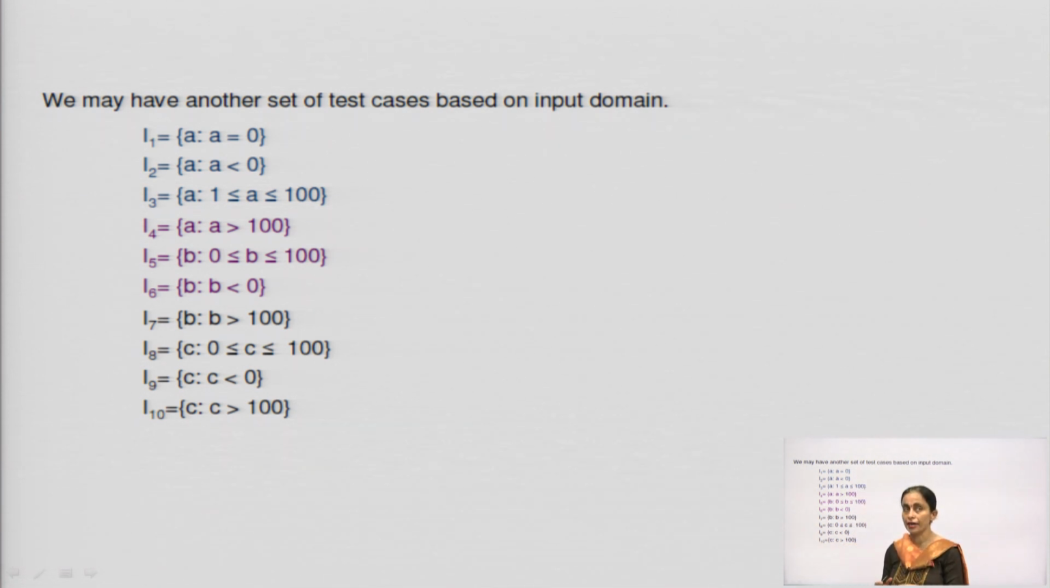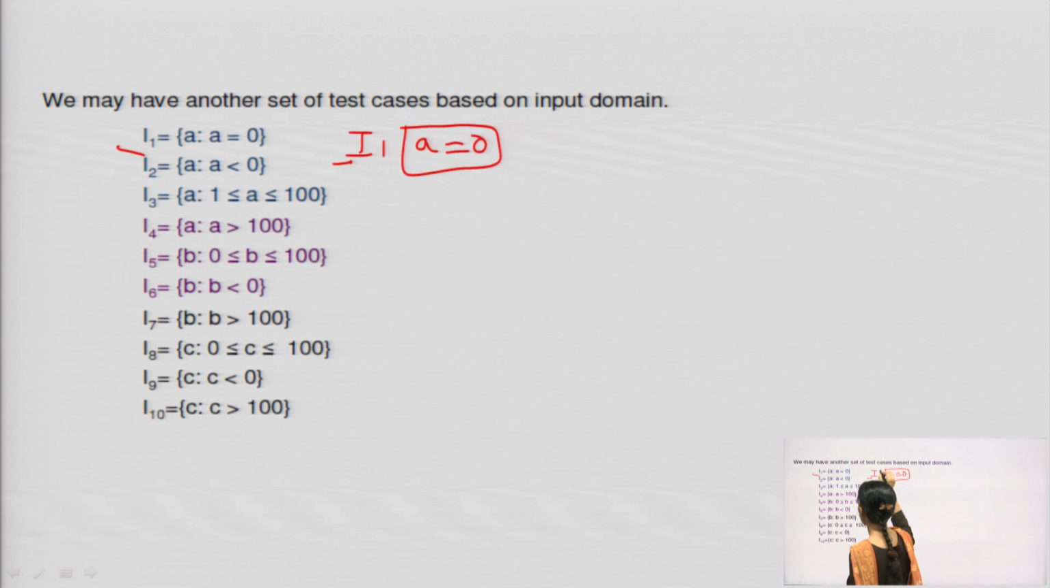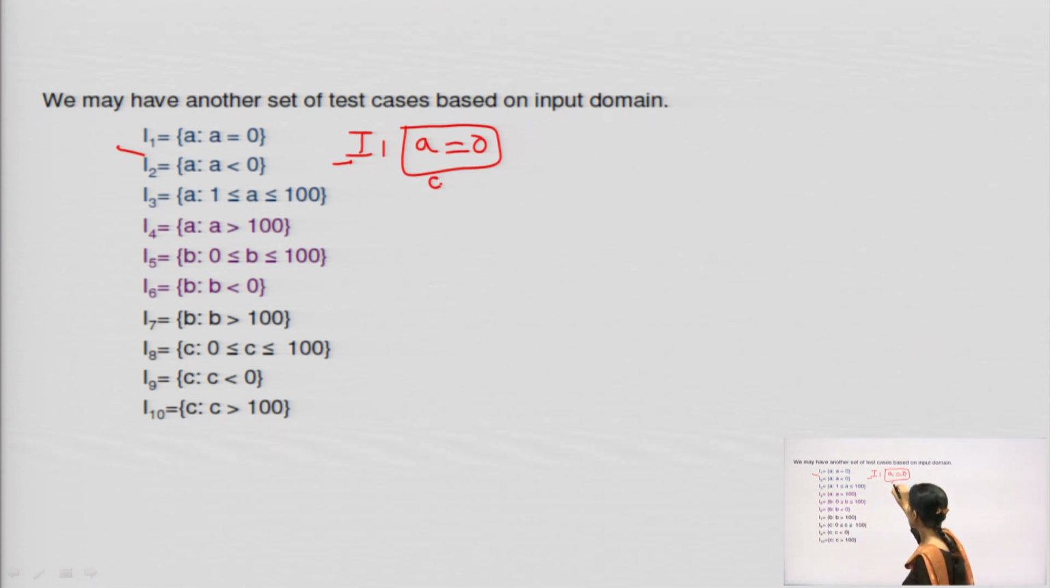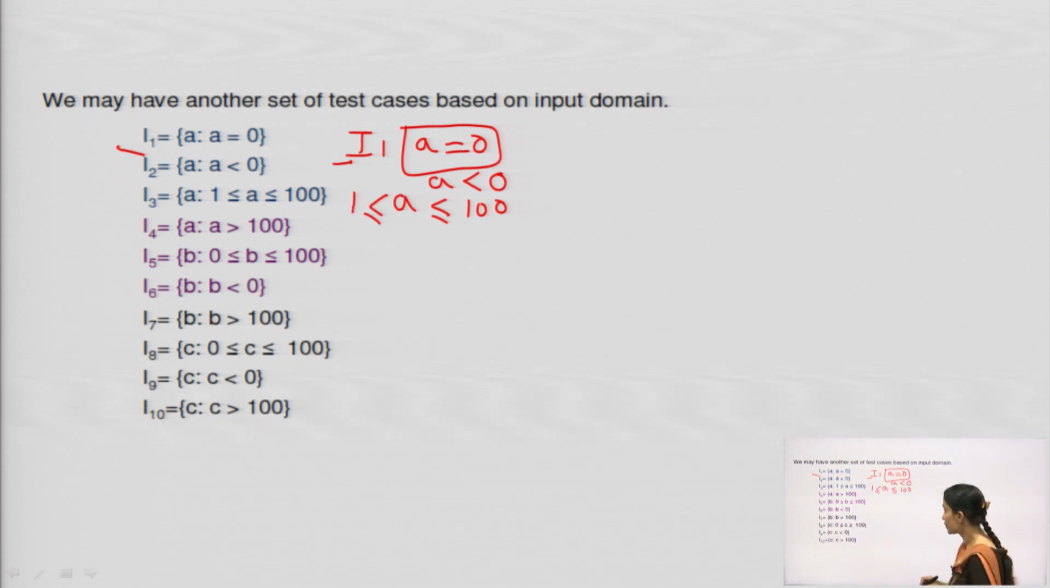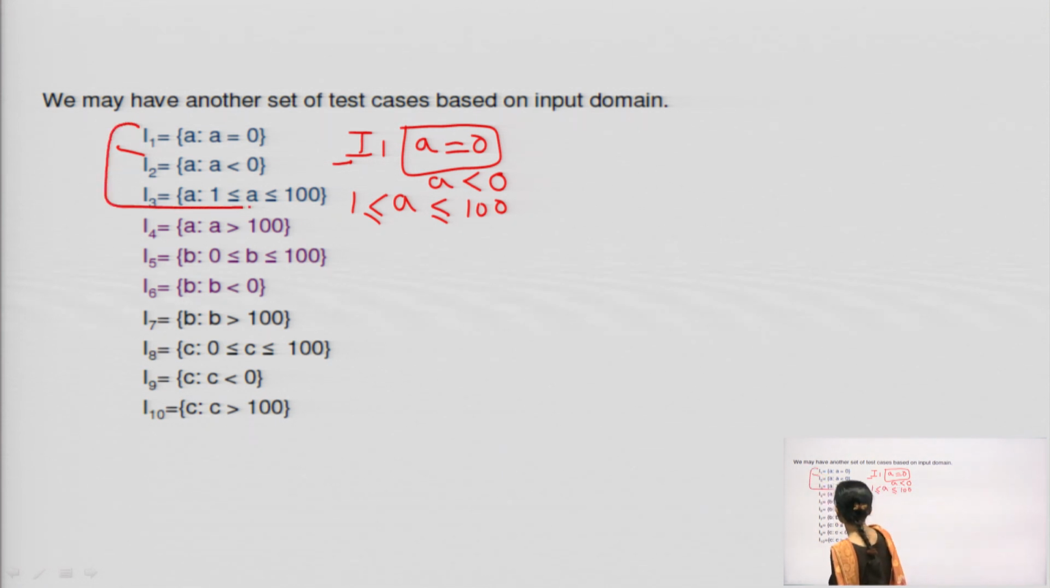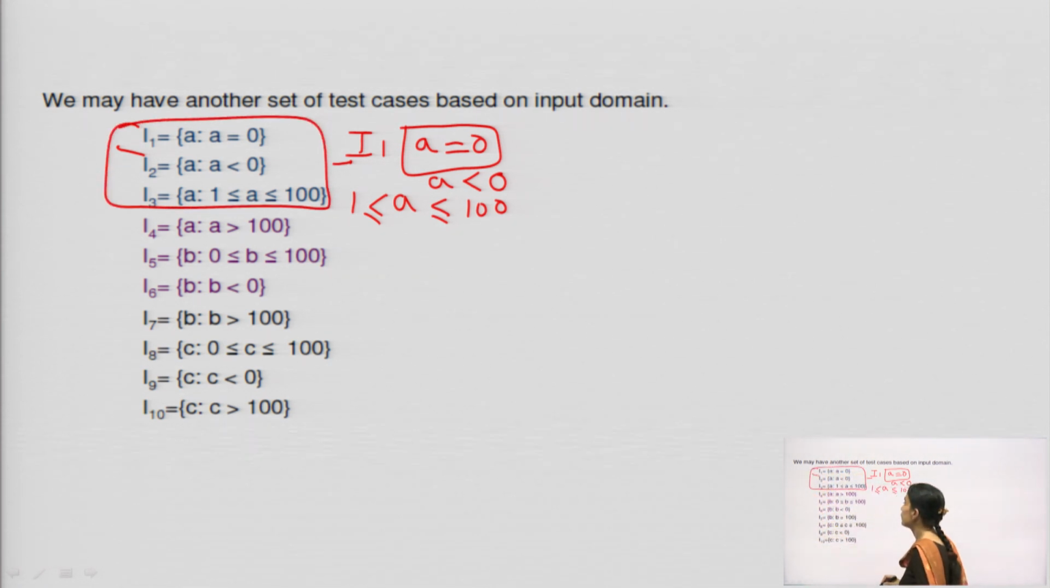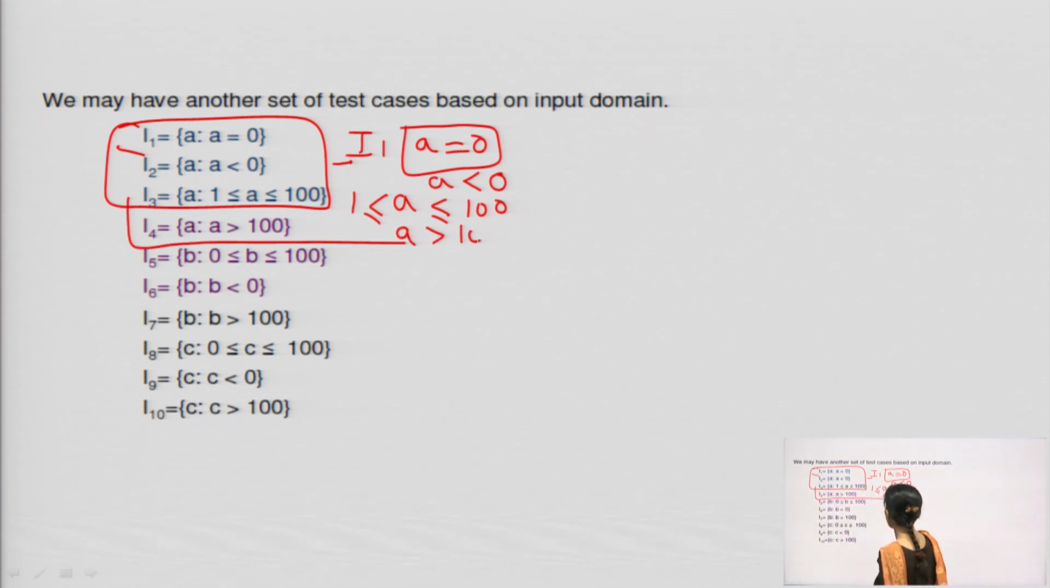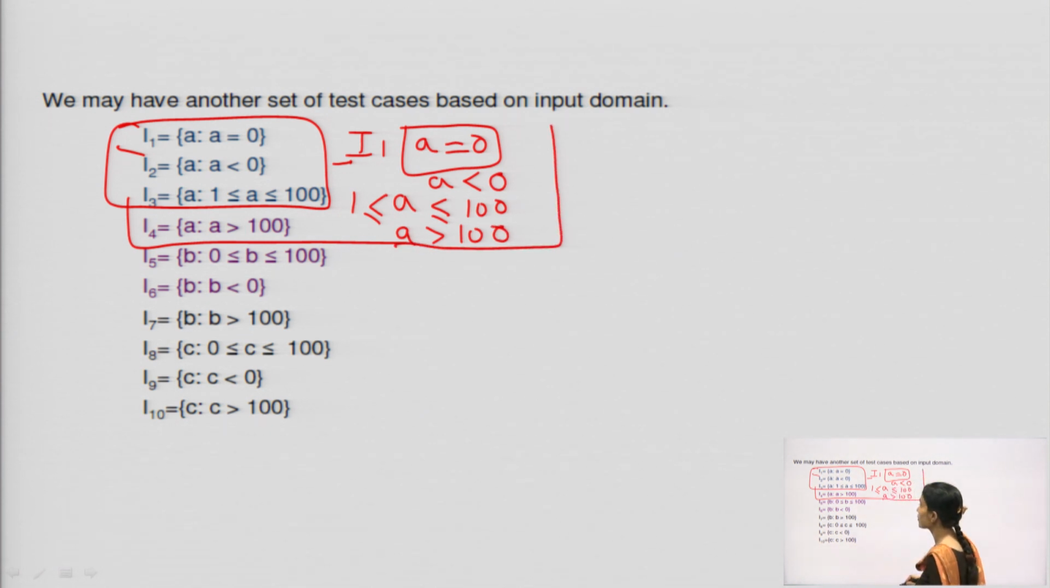Then, another input domain. First, when I take A as 0, then the second input is A less than 0. Third is when A lies between 1 and 100, checking the program behavior. Fourth, A greater than 100. These four values are as per A.